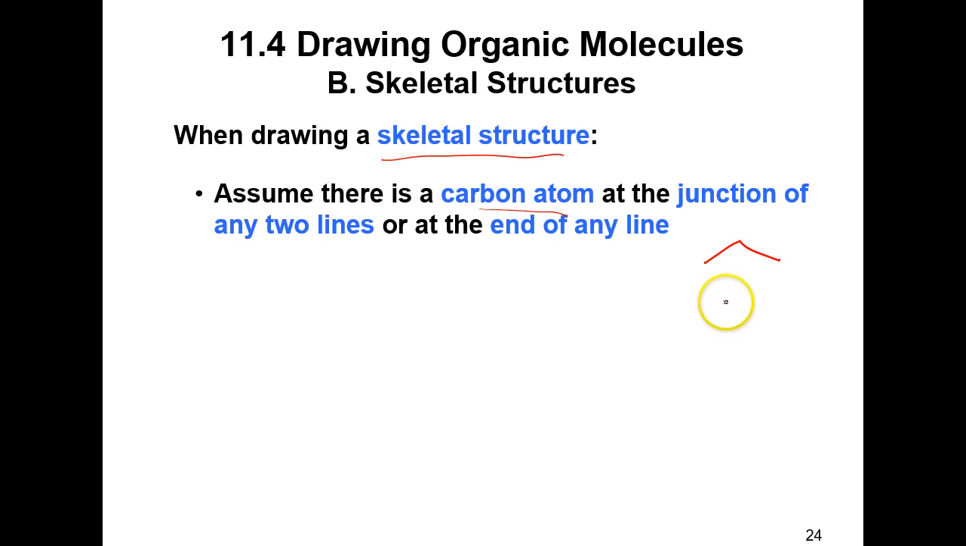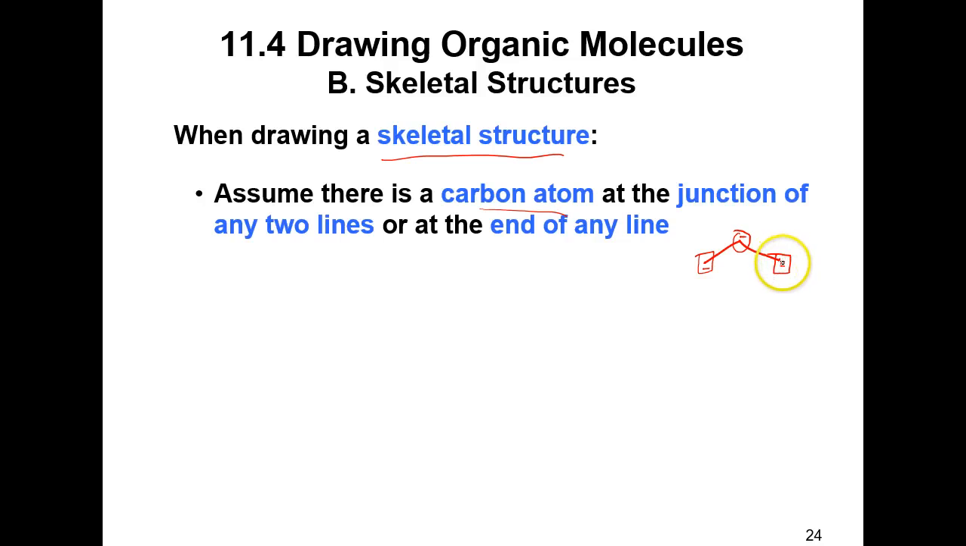So what does this mean? Okay, well, assume there's a carbon at the junction of 2 lines, which would be right here, and at the end of the lines. So there's a carbon here, there's a carbon here, and there's a carbon here, and so you're like, well, how many hydrogens are there? Well, it's the maximum number of hydrogens that make it an octet.